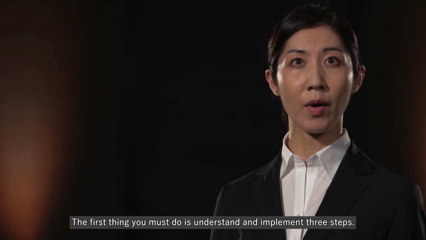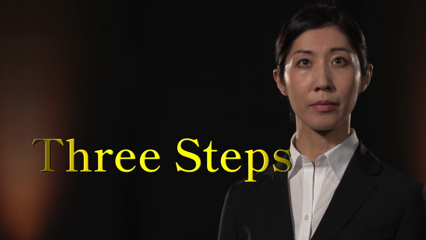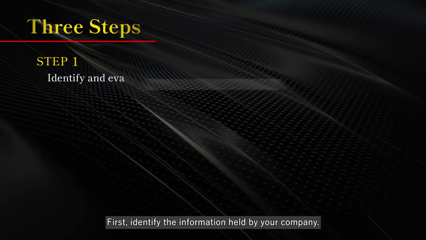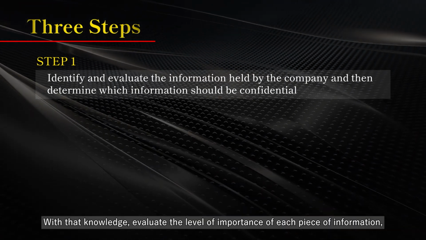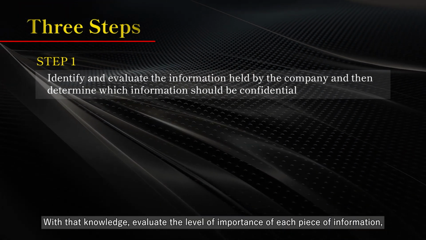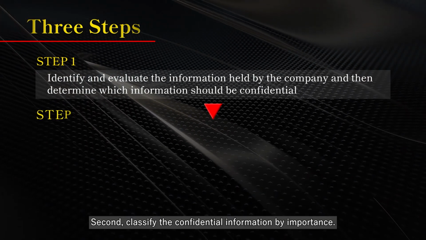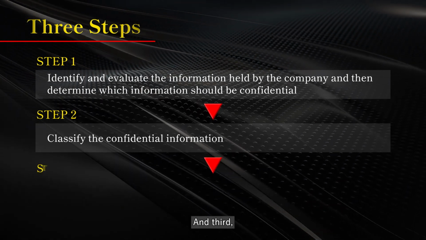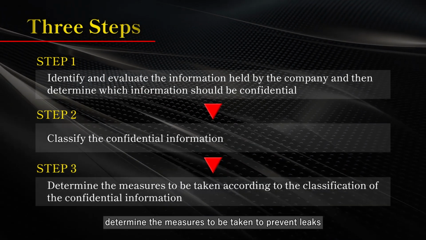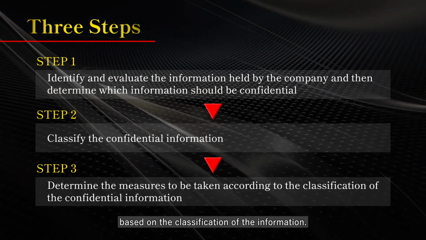The first thing you must do is understand and implement 3 steps. First, identify the information held by your company. With that knowledge, evaluate the level of importance of each piece of information and determine which should be made confidential. Second, classify the confidential information by importance. And third, determine the measures to be taken to prevent leaks based on the classification of the information.